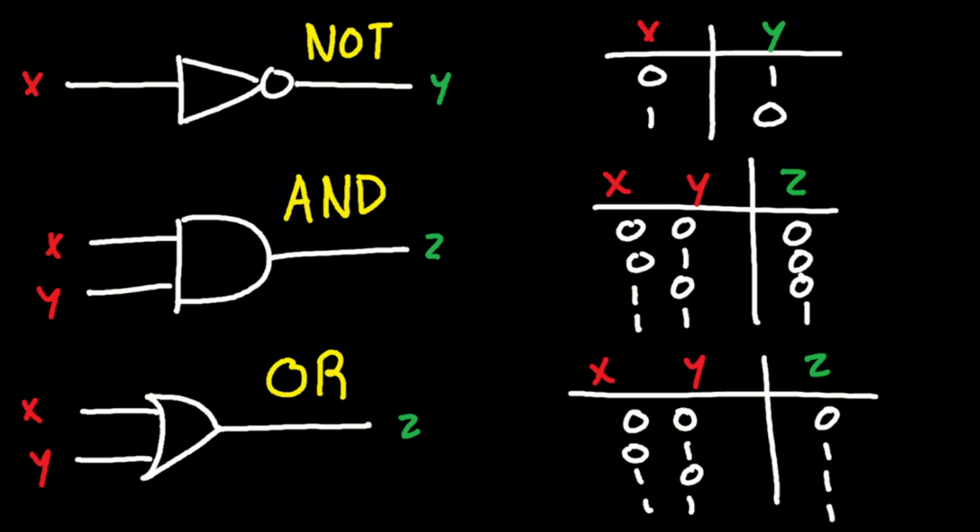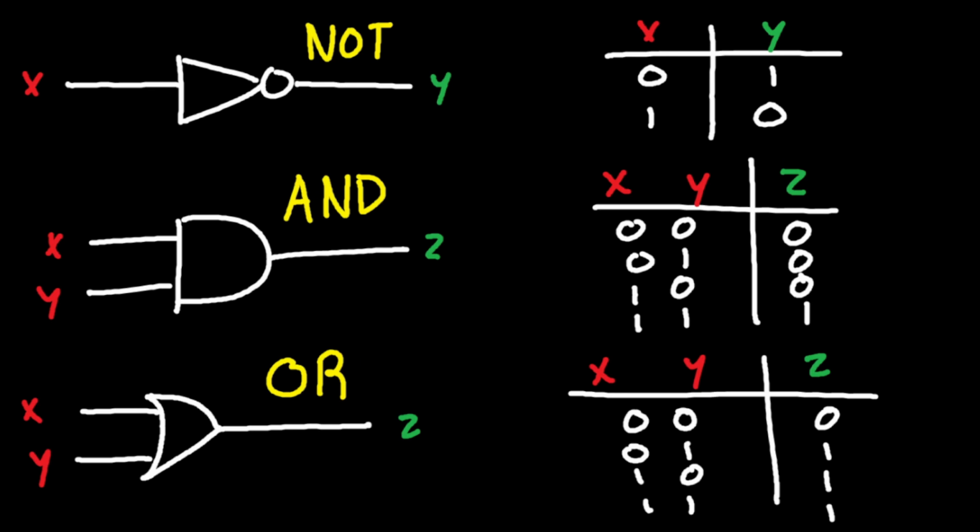So if either input 1 or input 2 is 1, then the output is 1, right? It's OR. Either of them can be 1, then the output will be 1. So the only time when the OR gate is equal to 0 is when the inputs are both 0.